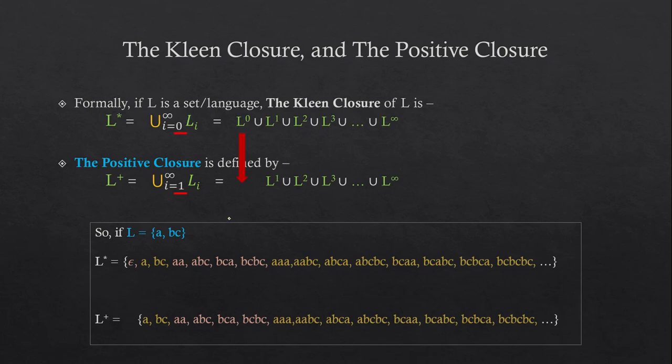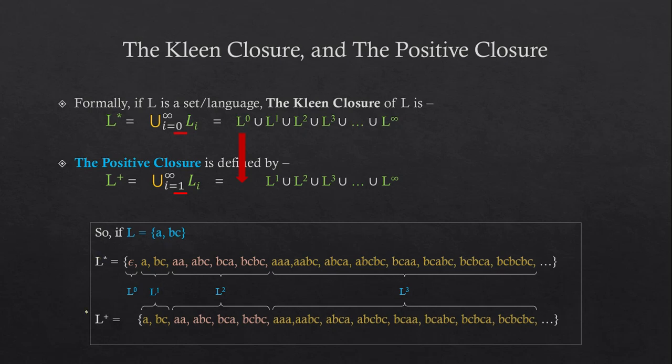Note that the positive closure does not have the string epsilon, because that is the zeroth power of L. All the higher powers are present in both sets. So the only difference between the Lin closure and the positive closure is that the positive closure does not contain the empty string, unless the empty string is already a member of the original set.